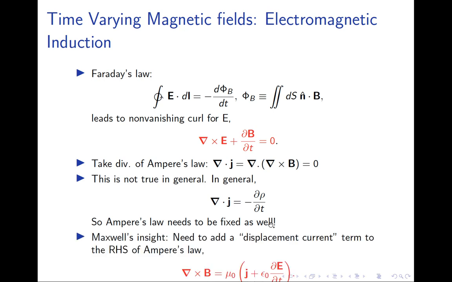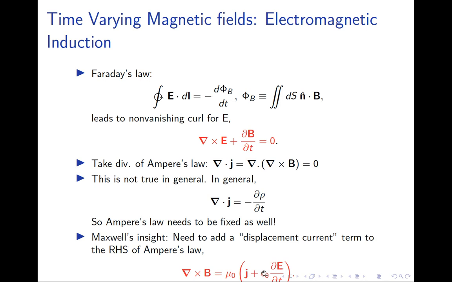And this was done by Maxwell with an ingenious trick. He was able to figure out how to modify Ampere's law, which is curl of B equals mu naught J. He said curl of B is not equal to mu naught J, but you have to add another term, which has dimensions of current. In vacuum, epsilon naught E is just the displacement field.